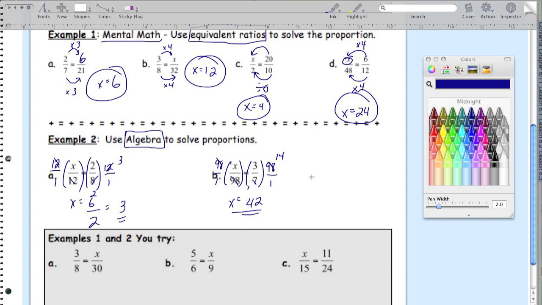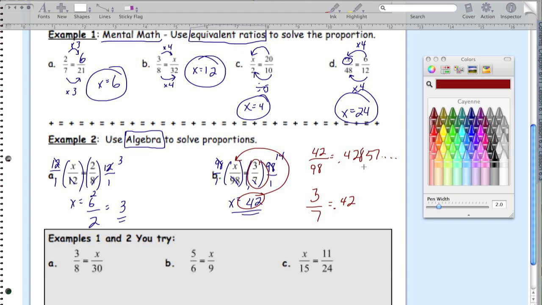And obviously, if we wanted to check this, you can always do something like this. Put your answer back in for x. 42 over 98. Put it in your calculator. See what the decimal is. It's a long one, 0.42857, on and on and on. But then if you check 3 over 7, the other ratio, and you divide those, you're going to get the same thing, 0.42857, and so on. So both of those work.